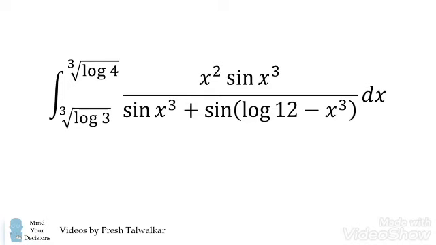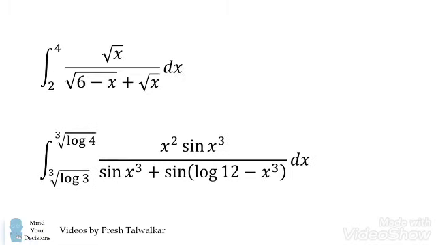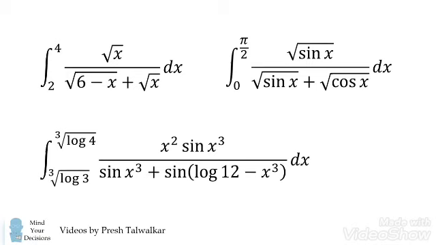Problem 3. The integral from the cube root of log of 3 to the cube root of the log of 4. The numerator is x squared multiplied by the sine of x cubed, and the denominator is the sine of x cubed plus the sine of the quantity log of 12 minus x cubed. These are all tricky problems. Pause the video if you'd like to give them a try, and when you're ready, keep watching to learn how to solve these problems in seconds.